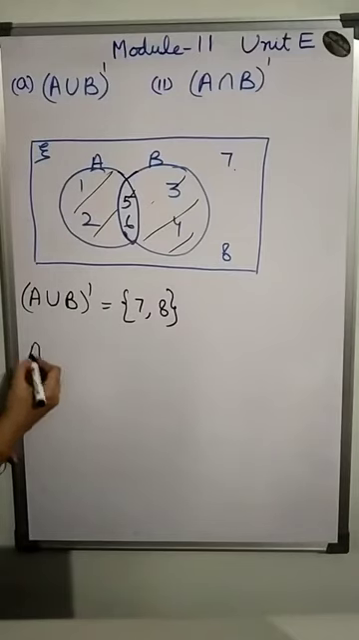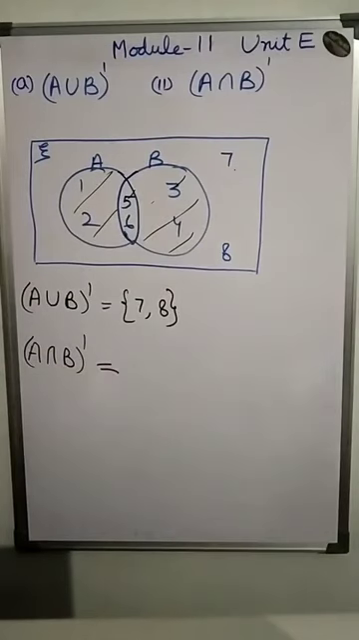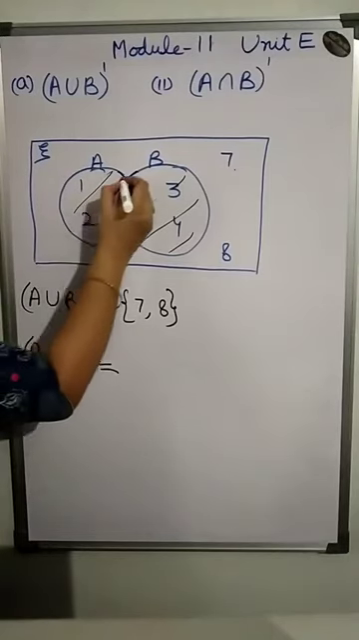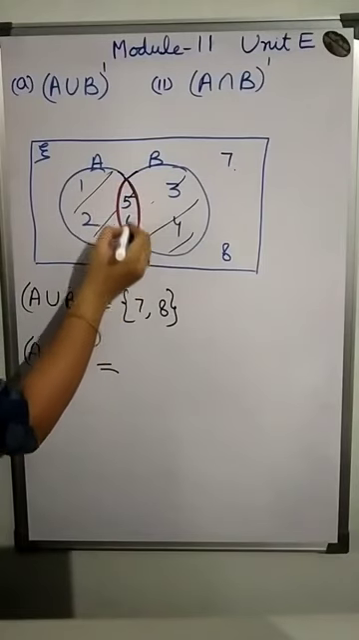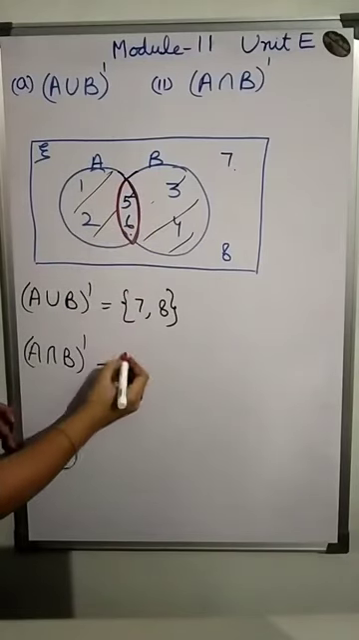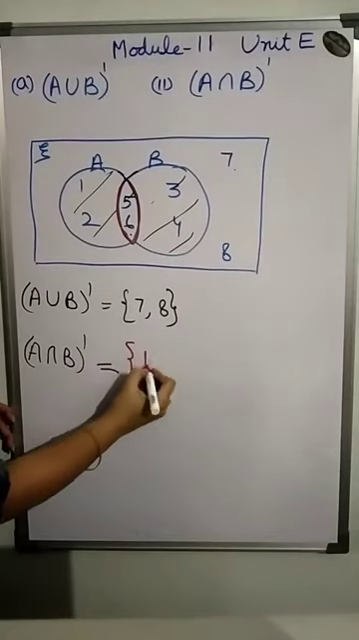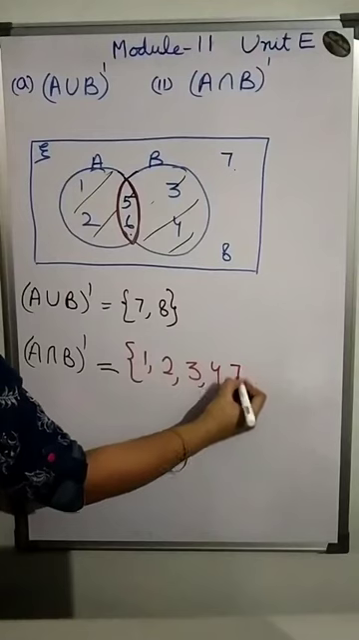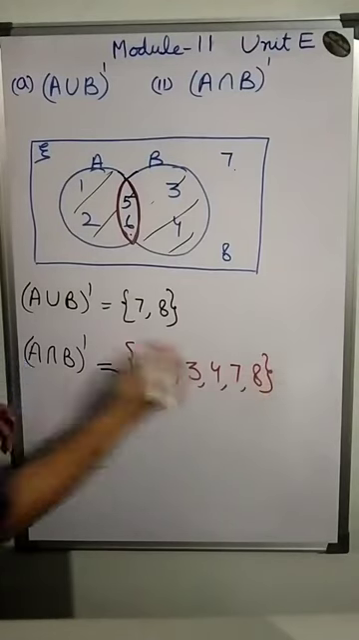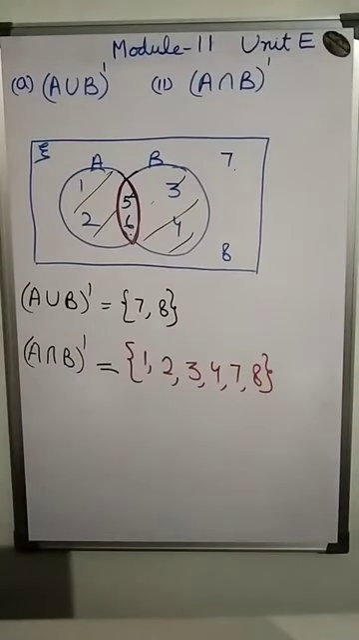Now A intersection B complement. A intersection B complement means elements other than the A intersection B. So A intersection B is only this part, that is 5 and 6. So other than 5 and 6 you write all the elements, that is 1, 2, 3, 4 and 7 and 8 also. So these are called A intersection B complement. Okay.